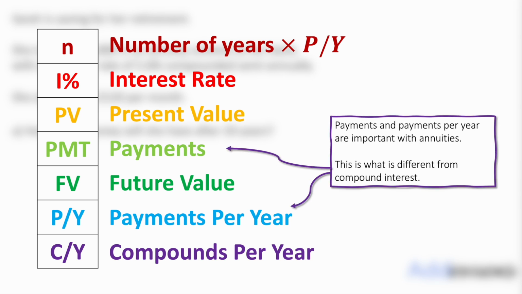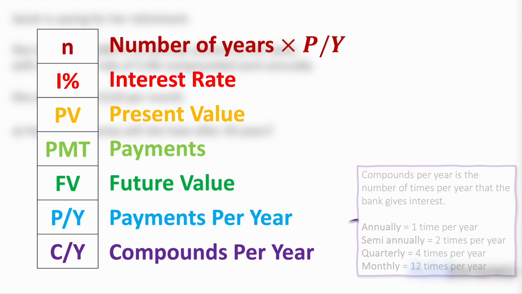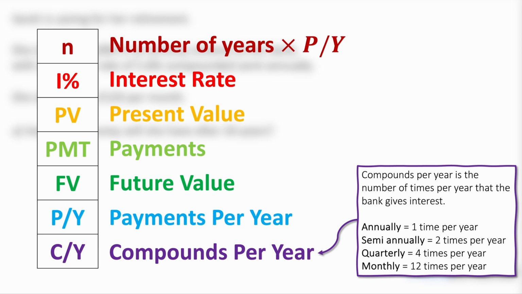And payments per year is really important for annuities because we are paying in. The payments is how much you're paying in, and the payments per year is how often you're paying in. And just remember that compounds per year, similar to compound interest, can be called annually, 1 time per year, semi-annually, 2 times per year, quarterly, 4 times per year, and monthly, 12 times per year.